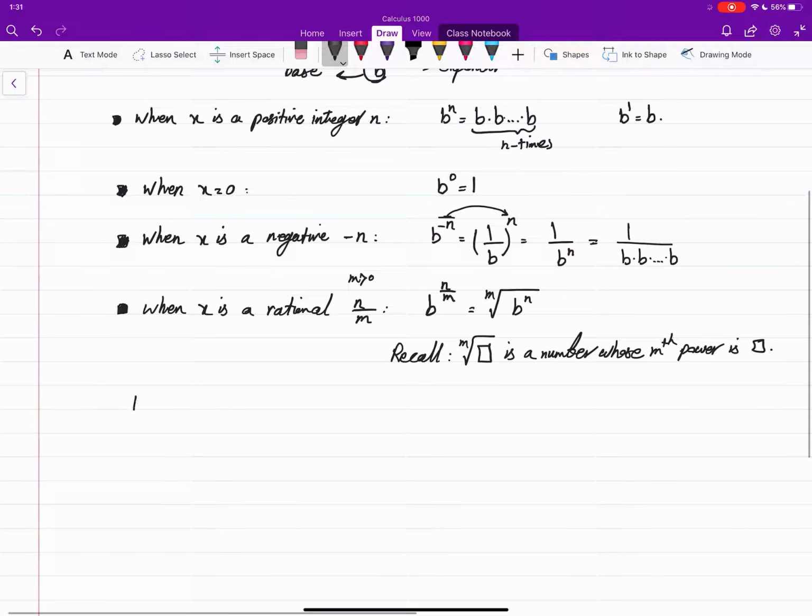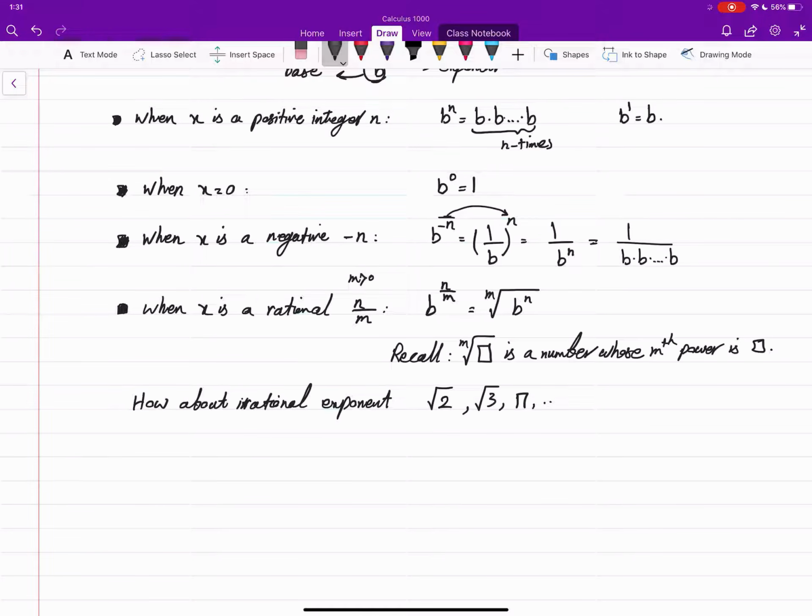But how about irrational exponents? These are the numbers on the real line which are not ratios of two integers, something like root 2 or root 3 or pi, and there are infinitely many of those. How about those? Well, this needs some very advanced calculation that we cannot go into the details of at the moment.